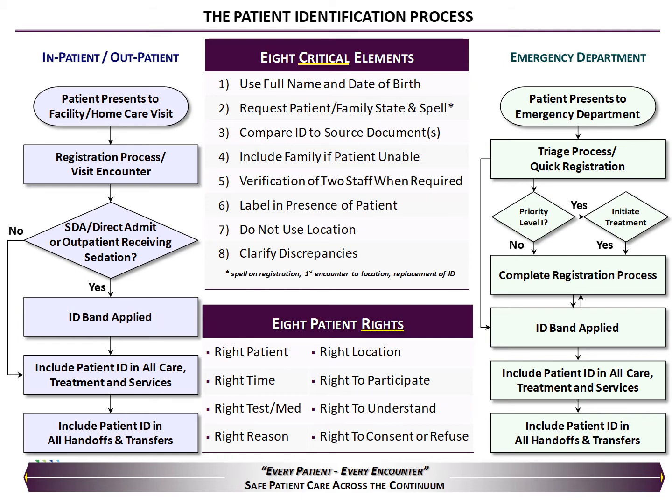The 8 rights of patient identification are: for every encounter, it is expected that every patient right is confirmed to ensure safety for patient and staff. The rights are: right patient, right test, treatment, procedure, medication, right time, right location, right reason, right to participate, right to understand, right to consent or refuse.